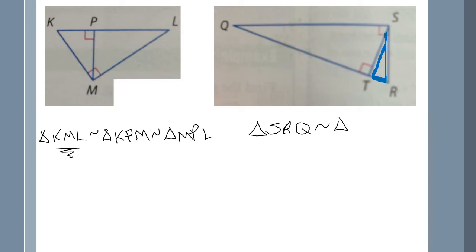So triangle SRQ: angle T is the right angle in that triangle. R is going to match up to itself, and then S, and that's going to be similar to triangle. And we're going to do the right angle first, T. Q matches up to Q, so Q is the last angle there, so TSQ is the last triangle.